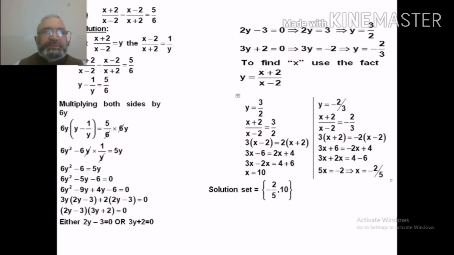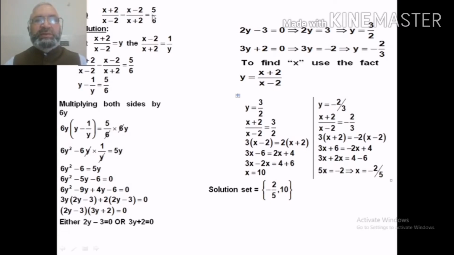Next, part 6, again the same method. This is a general form of an equation, (x plus 2) over (x minus 2) minus (x minus 2) over (x plus 2). So the second term is the reciprocal of the first term, and it is equal to 5 by 6.